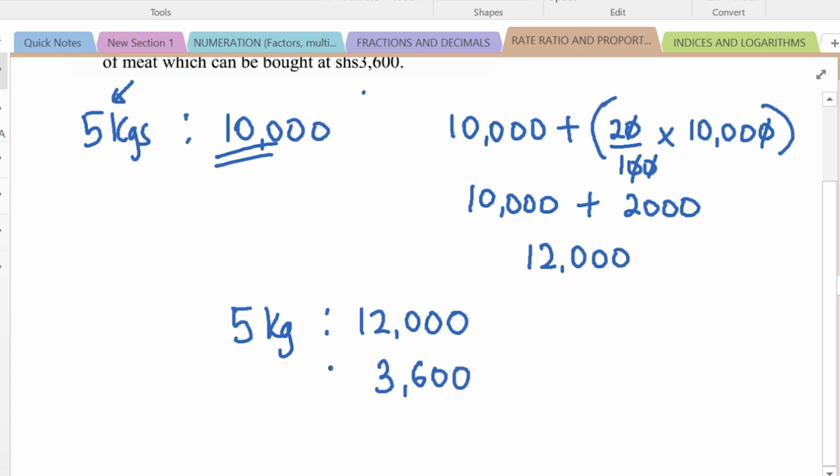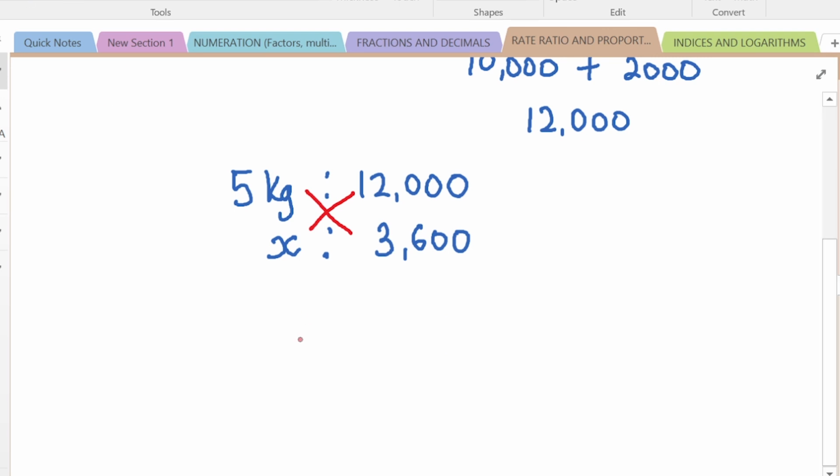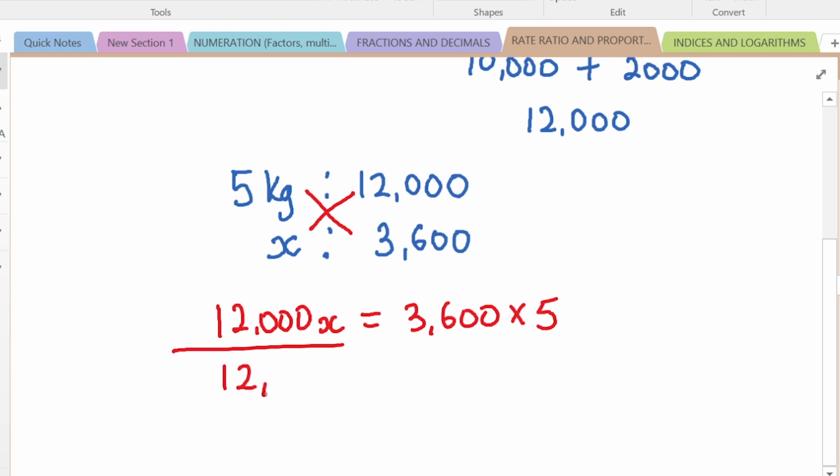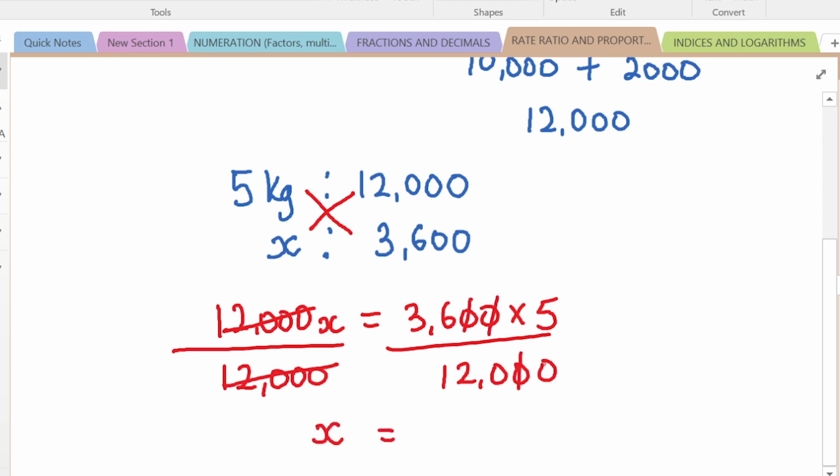As the question says, how much weight of meat can be bought by that? We call that x, then we cross multiply to find the answer. So upon cross multiplication, we shall end up with 12,000 x, giving us 3,600 multiplied by 5. Divide both sides by 12,000. This will go with that. We shall end up with x being equal to this, go with that, by 5 once, by 5, it's 24.